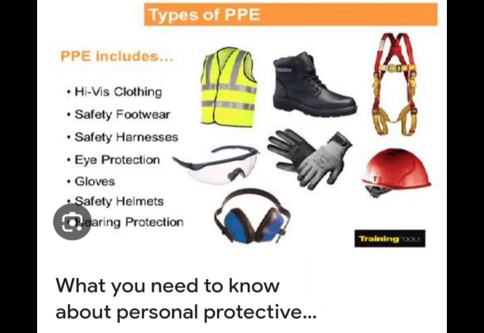Types of PPE. I am also explaining what PPE is, and again the slide is shown in front of you, showing what personal protective equipment is. Again visible are the full body harness, safety shoes, safety gloves, safety helmet, safety jacket, and air mask. What you need to know about personal protective equipment: PPE includes high visibility coat, safety footwear, safety harnesses, eye protection, gloves, safety helmets, and hearing protection.